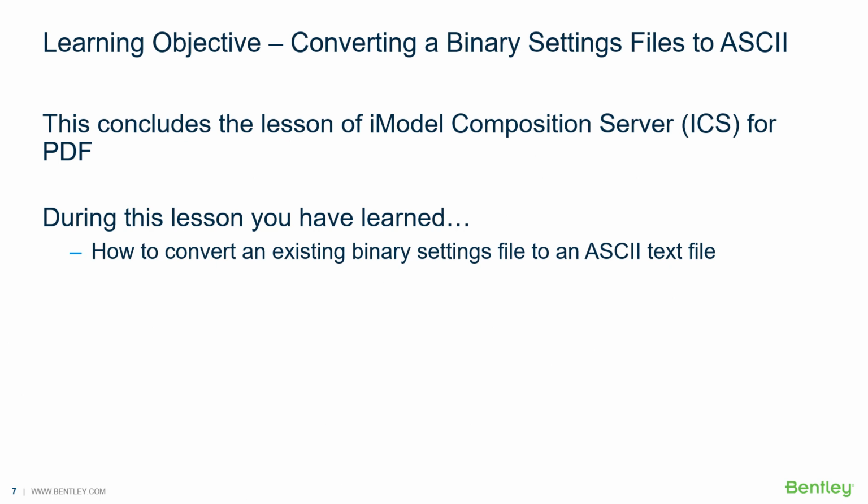This concludes the lesson on converting a binary settings file to ASCII. Let's review what's been learned. During this lesson, you've learned how to convert an existing binary settings file to an ASCII text file. The next video will provide techniques on how to define source file presentation settings when printing with the iModel composition server. Thank you.